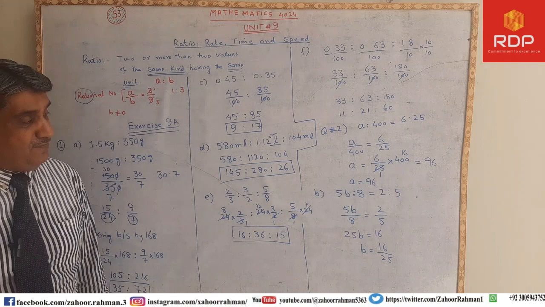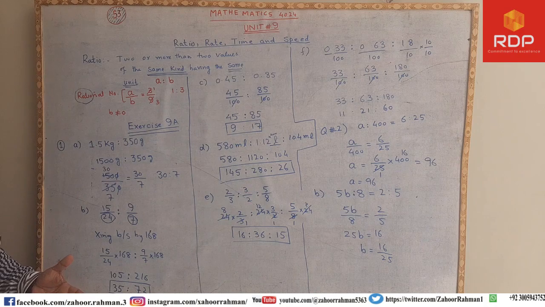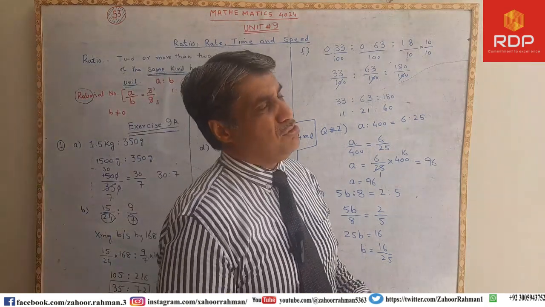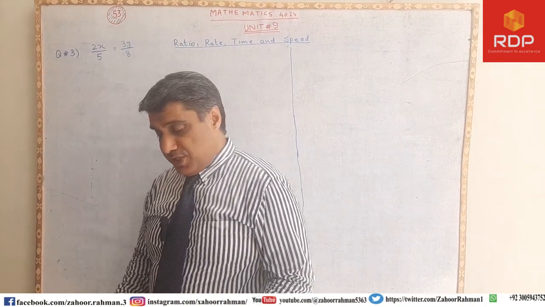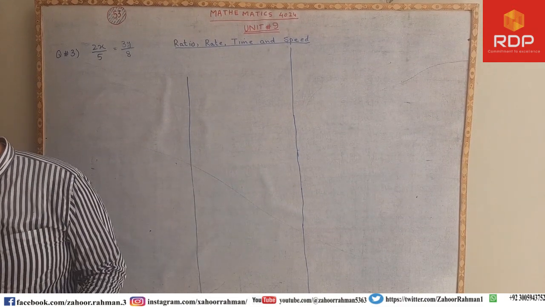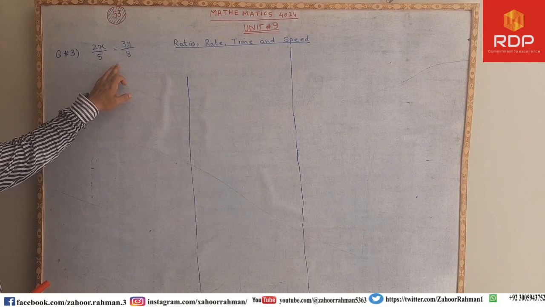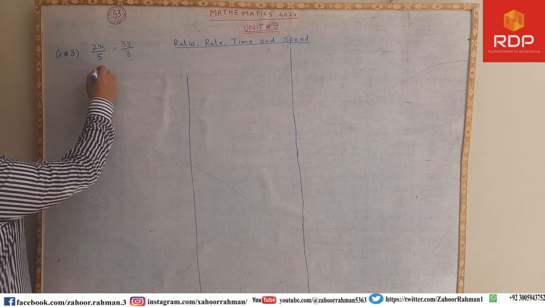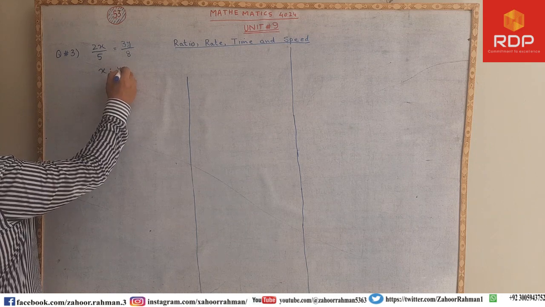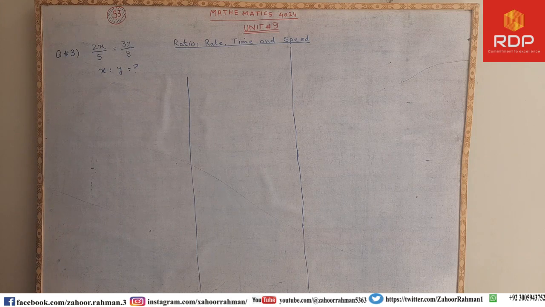Now, ladies and gentlemen, we are coming to question number 3, but let me first erase the whiteboard. So wait for a second, then I will come back. Okay, in question number 3, they are saying given that 2x divided by 5 is equal to 3y divided by 8. Find the ratio of x : y. We have to find the ratio of x and y. That is what is required.